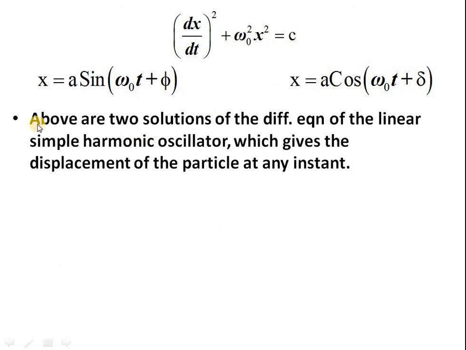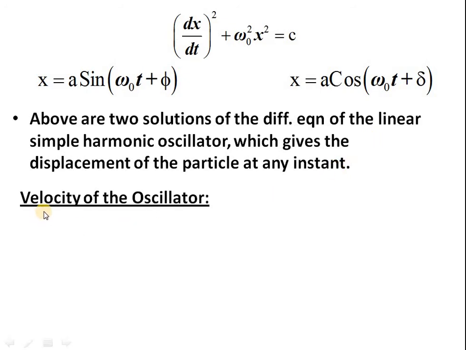Okay, so that is what is shown here. Above are two solutions of the differential equation of the linear simple harmonic oscillator. Linear in the sense that force is proportional to x. That is why linear. If force is proportional to x and x², x³ like that, then you cannot say linear simple harmonic oscillator. Understand? But here we are only talking about the linear simple harmonic oscillator, so no problem.